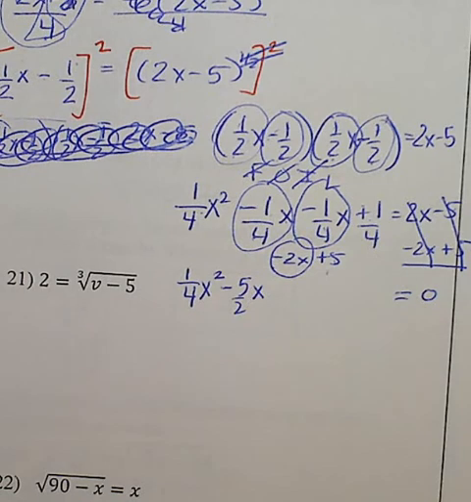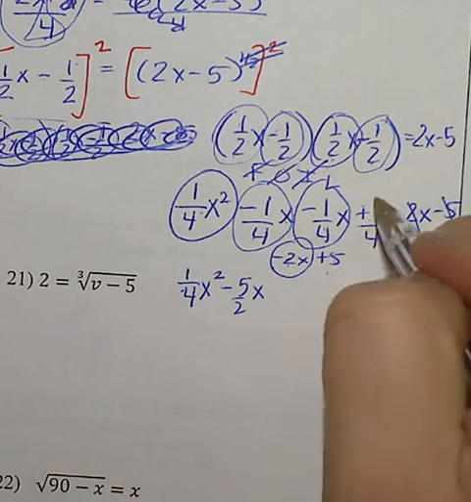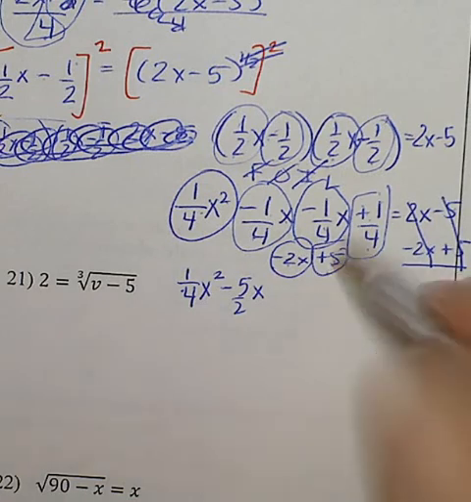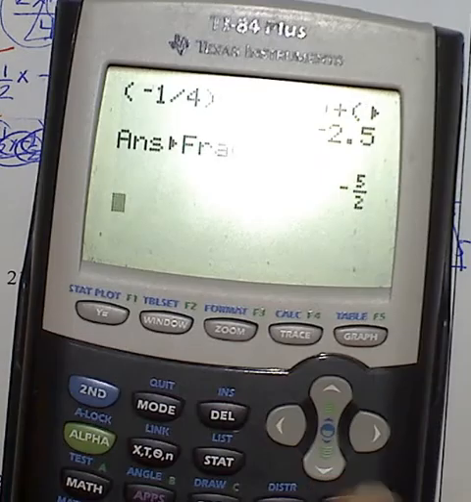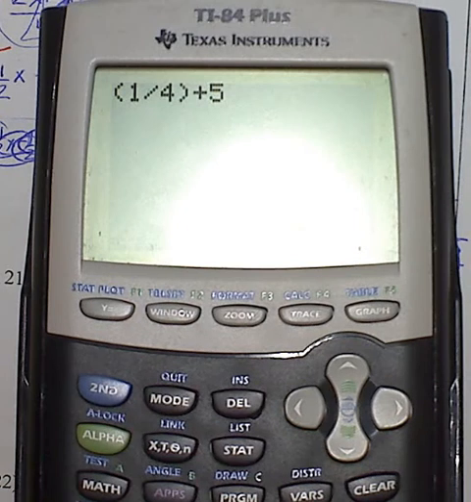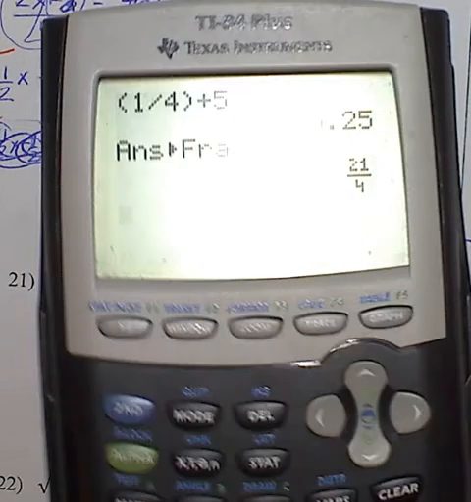Finally, the last thing. So I've taken care of the x squared and the 3 that have x. Now these are the constants, the ones that have no x's. I'm going to do 1/4 in parentheses plus 5. 1 divided by 4 plus 5. Turn it back into a fraction: 21/4.